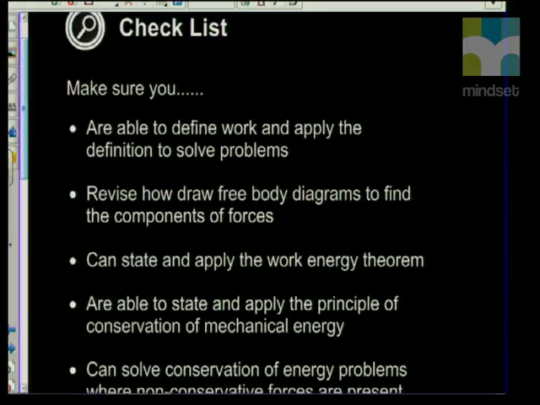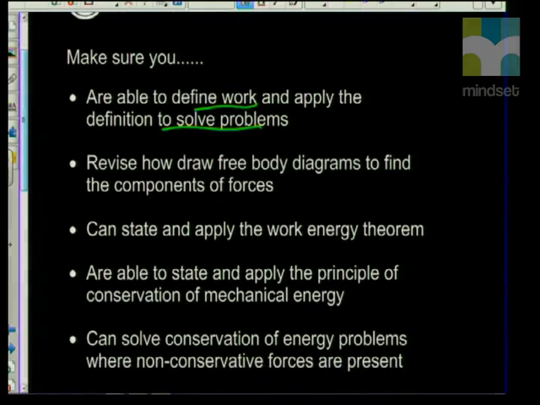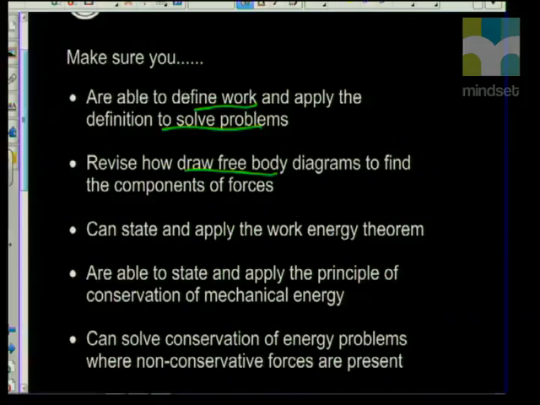Make sure you're able, first of all, to tackle these problems. You need to be able to define what work is and apply the definitions to problems, and we'll be doing quite a bit of that. Then, to make absolutely sure that you can master the section, you need to revise the drawing of free body diagrams, and in particular, you need to be able to find components of forces. Don't be scared of components either. It's something that is very useful. It's a technique that we will use quite often.